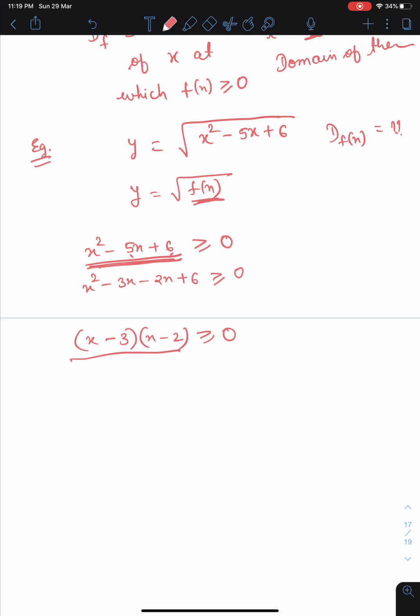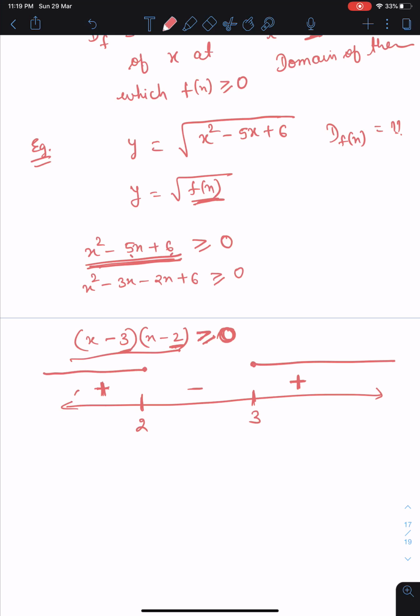To solve this kind of inequality, I hope you remember we draw the number line first and then mark the critical points, that means 2 and 3. On the number line, 2 will be here and 3 will be here, and the rightmost region is assigned a positive sign, then negative, then positive. But you want greater than or equal to 0, which means it should be positive. So you select where it gives you greater than or equal to 0. Where you see the positive sign, that will be your solution. That means from here to here and then from here to here will be your final answer.